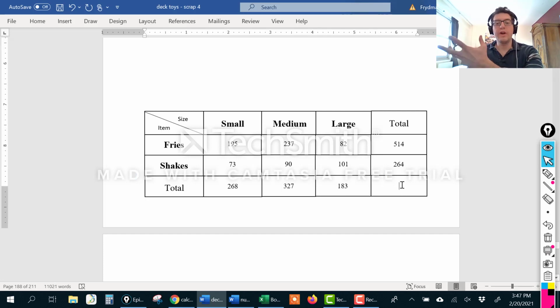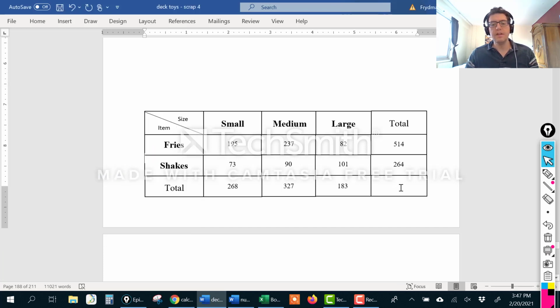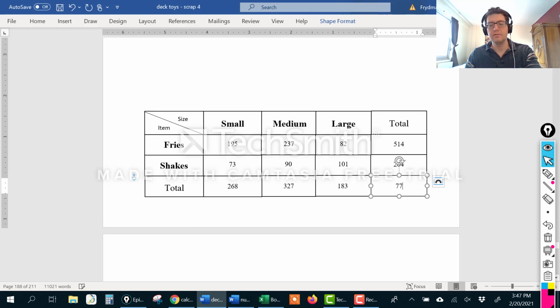And what about the grand total? Well, to get the grand total, we would add the total number of fries and the total number of shakes, or we could add the total number of small items, the total number of medium items, and the total number of large items. Both of those addition problems would give us the grand total. All right, so let's do 514 plus 264. That's 778.